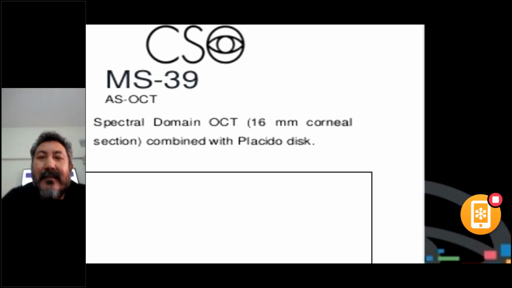It's fast, it's easy to diagnose. You don't have to keep the patient repeatedly for scans. You can do it in one scan itself.